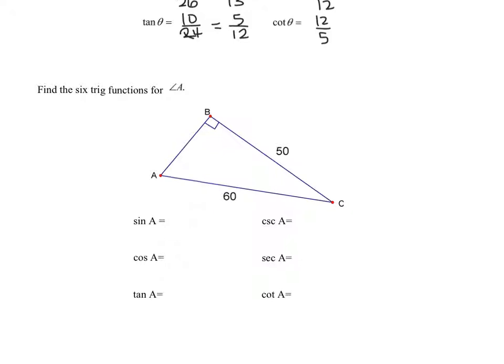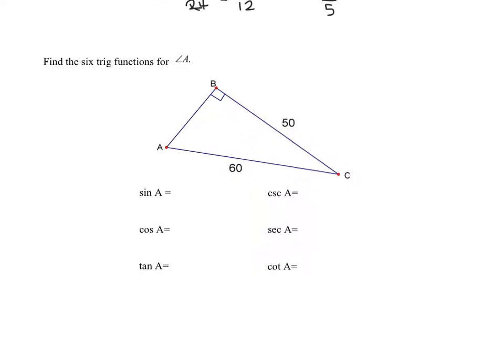Let's move on to our next example. So we want to find the 6 trig functions for angle A. So I'm going to denote angle A as theta. And before we can start finding our trig ratios, we actually need to finish finding our missing side. So let's go ahead and identify our 3 sides.